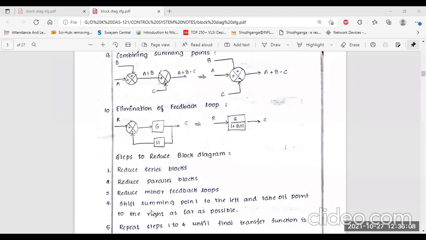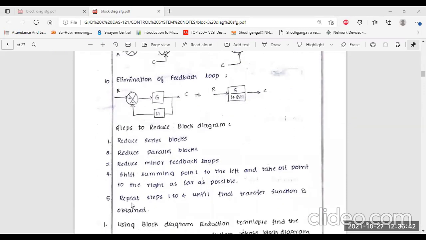Number 4 is shift the summing point to the left and the takeoff point to the right. Takeoff point means the branch point. So shift the summing point to the left or the takeoff point to the right as far as possible. When you practice different types of examples, this will also become clear.